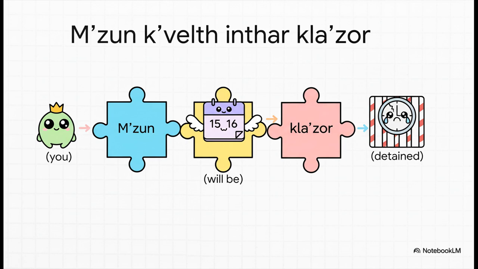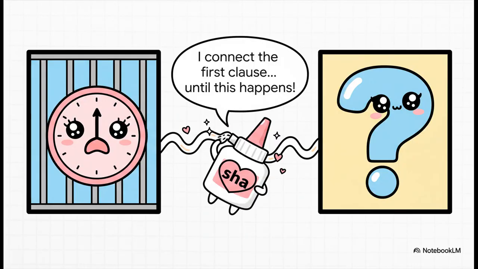So we start with mzun, which we know means you. Then the verb phrase, Kar'yn and Tlãxan, that's will be. And the object, clausor, detained. So that whole first chunk means you will be detained. Next up is this tiny but super important word, sha. This is a little particle that connects the first part of the sentence to the second part. In this case, it means until.